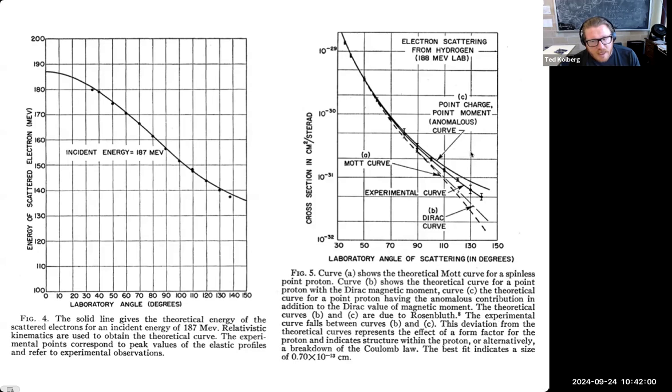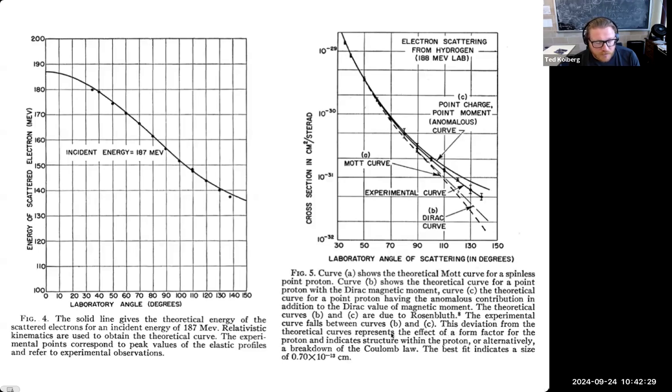And then C is what you would expect to obtain if the proton itself was truly a point charge, both in terms of its electric charge and also its magnetic moment coming from a point particle. And what we see is that the observed curve falls somewhere in between the Rosenbluth formula and the point assumption. And they give the following interpretation in the paper.